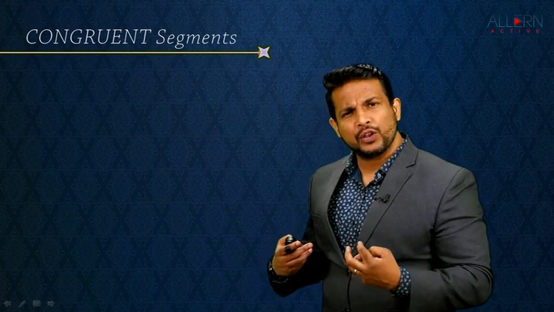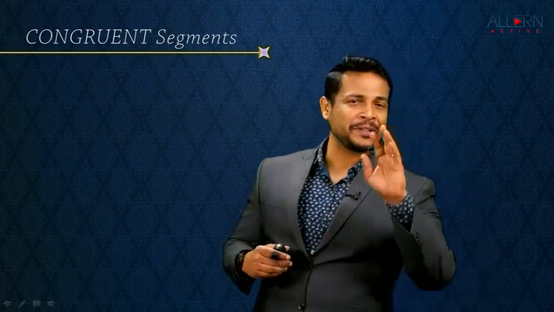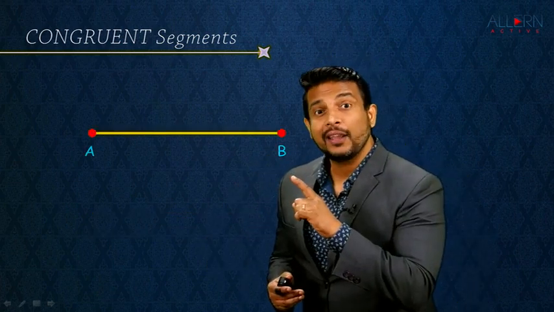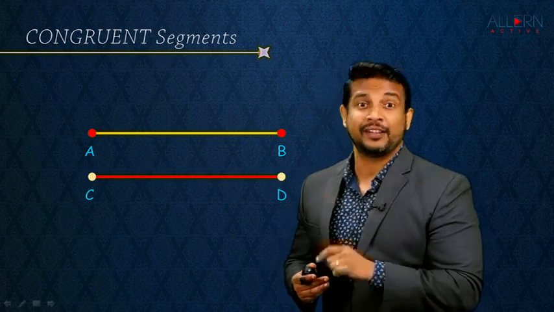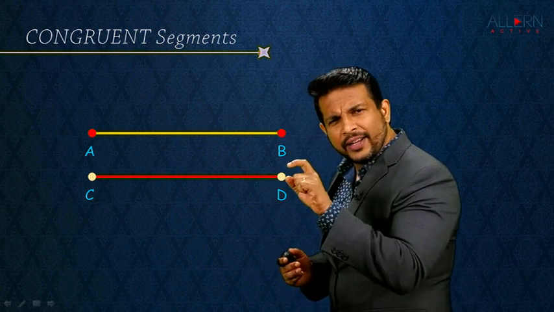We know segments, we know the length of a segment. Now we'll learn what we mean by congruent segments. This is very easy. I'm taking a segment here. What is the name of the segment? AB, named by the endpoints. I take another segment here. What's the name of this segment? CD, named by the endpoints. So there are two segments. One is AB, the other one is CD.